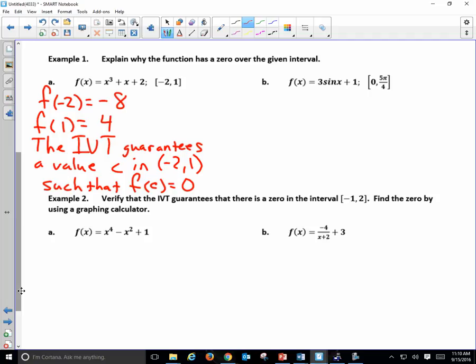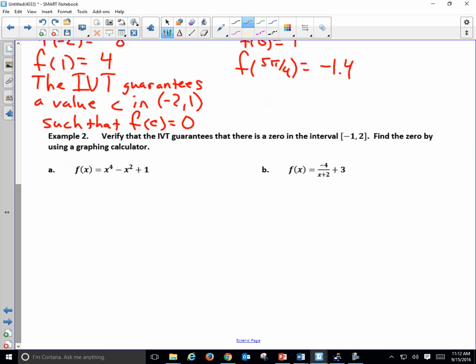You try the same thing for b. Go, make sure your calculator is in radians. What was f of 5 pi over 4? Maybe 0.3? Okay, so you'd say the IVT guarantees a value c in 0 to 5 pi over 4 such that f of c is 0. Got it?